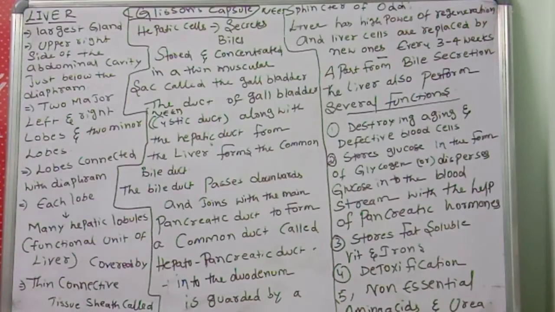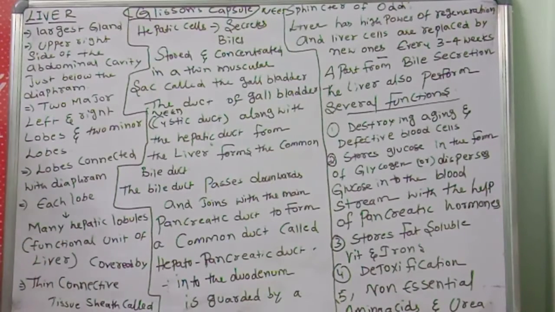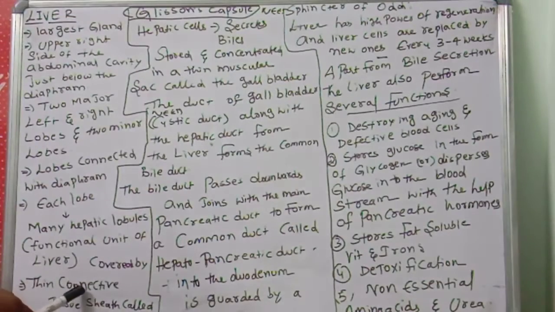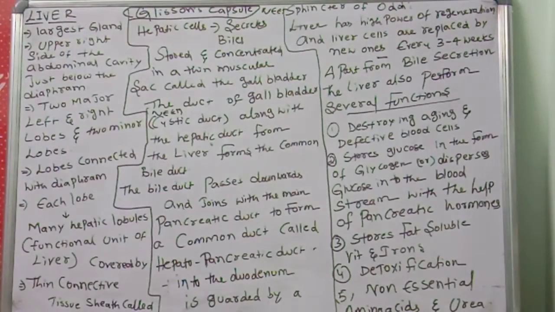Each lobe has many hepatic lobules. These hepatic lobules are the functional units of the liver, and each lobule is covered by a thin connective tissue sheath called Glisson's capsule. What do you call this? Glisson's capsule.